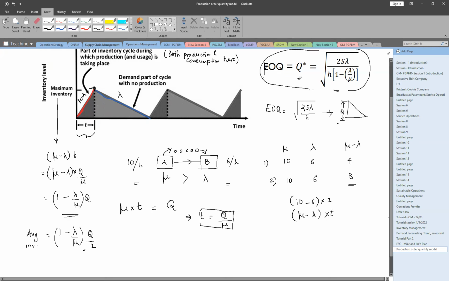The difference you see in this formula is in the denominator, which takes care of the h. Now, why is this multiplied by h not at the top? If you think about it, what was the average inventory carrying cost in economic order quantity? It was hQ by 2. Here, because it is average inventory, it is 1 minus lambda by mu into Q by 2. This also becomes h into 1 minus lambda by mu Q by 2, which is the average inventory cost. Because this is multiplied by h and goes into the denominator, the formula looks like this. So the production order quantity model is an extension of the economic order quantity model where only the third assumption is broken. Not the demand being constant, not lead time being constant. They are both constant. Even quantity discounts are not applicable. The only thing we're breaking here is the third assumption.